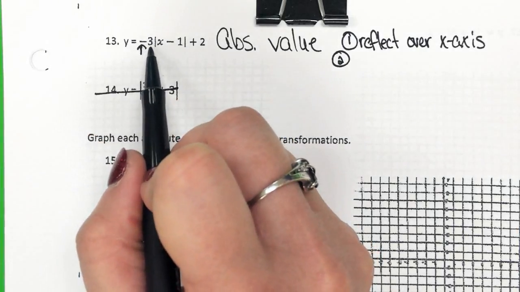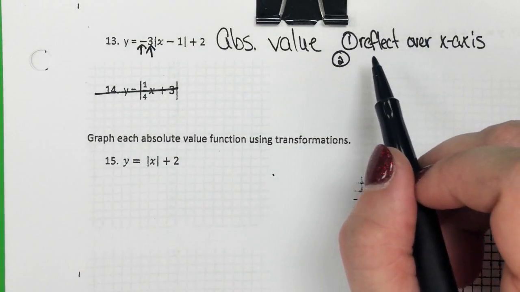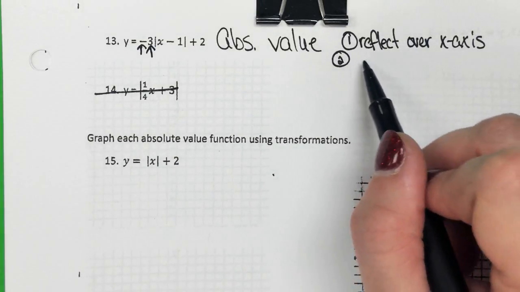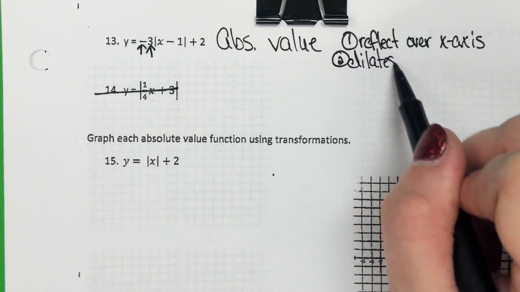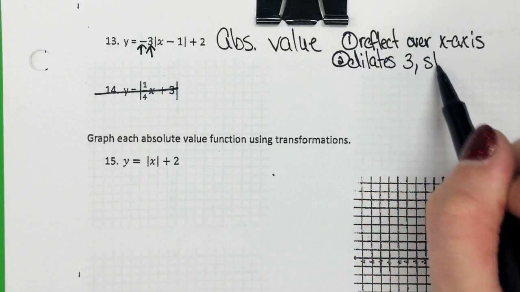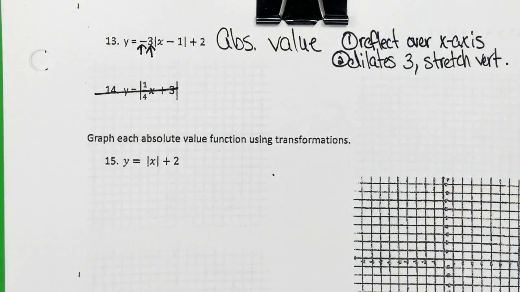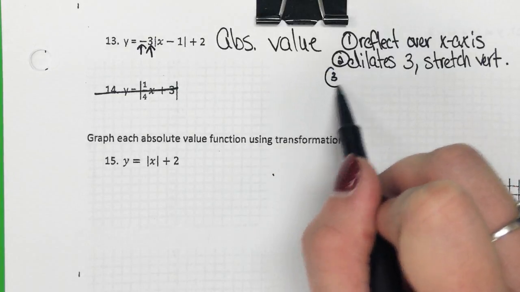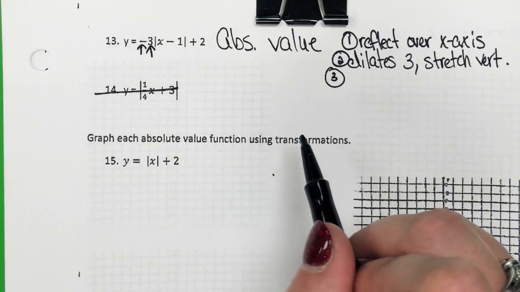All right, what's this guy do? Yeah, so what's the vocab word? Before that, dilates, yep. 3, which means stretch vertically. Got to use those vocab words, okay?